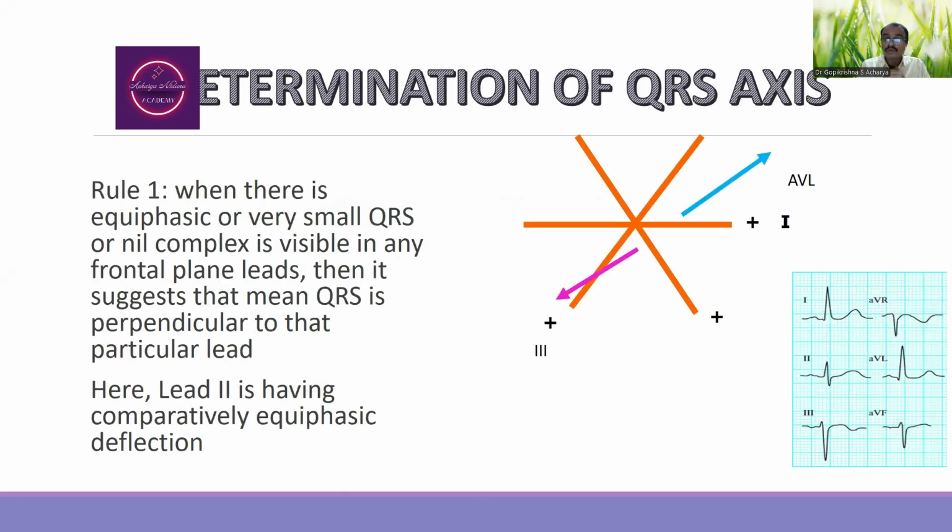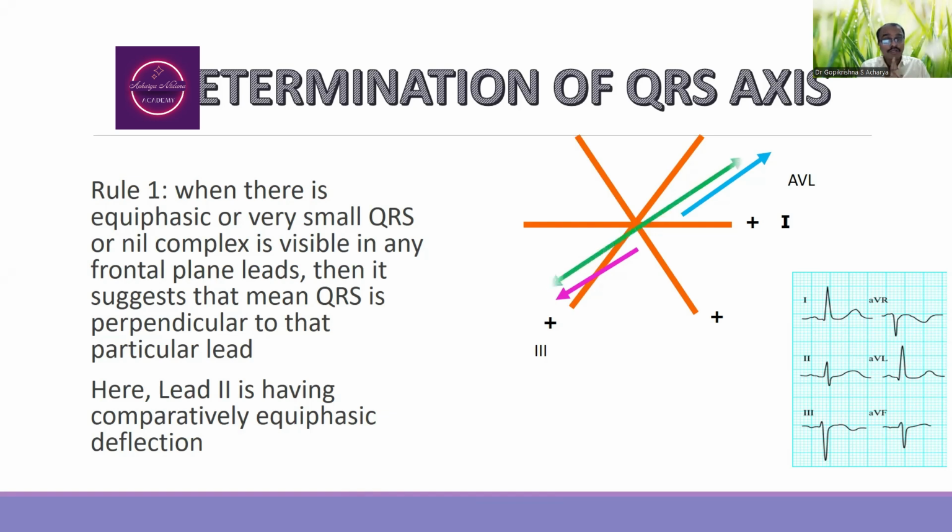Now, how do we determine the electrical axis or the ventricular axis? Basically, 3 rules are there, among which we have to identify in which area we are going to have the electrical axis. Rule 1 says that first of all, you have to identify the equiphasic deflection, that is, in which particular lead we are going to see the equiphasic deflection. The term equiphasic refers to having both positive as well as negative deflection. If you add these two deflections, the summation will be 0.